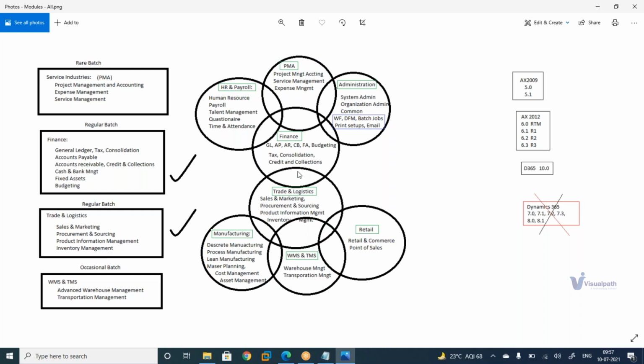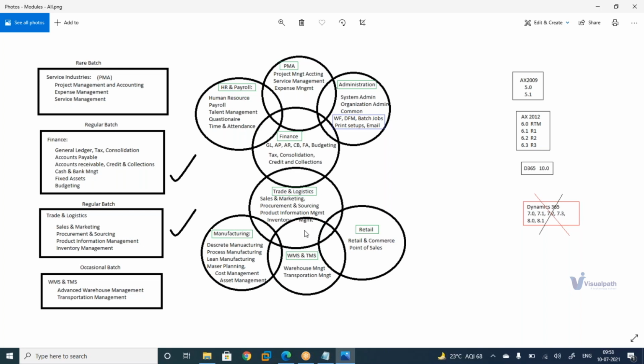But for a few transactions, there is an overlap. Overlap means some of the functions I will teach for both batches. Around 7 to 8 days, I will combine both batches, finance and T&L. I will teach together about common topics.